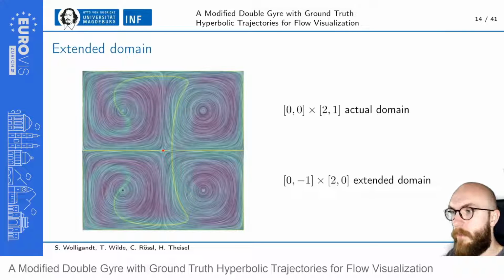In the following slides, we will use an extended domain of the double gyre. The analytical description of the double gyre results in LCS boundaries that continue in the region below the actual domain. And as you can see, there are two more gyres that share the same location of the moving boundary between the actual two gyres.